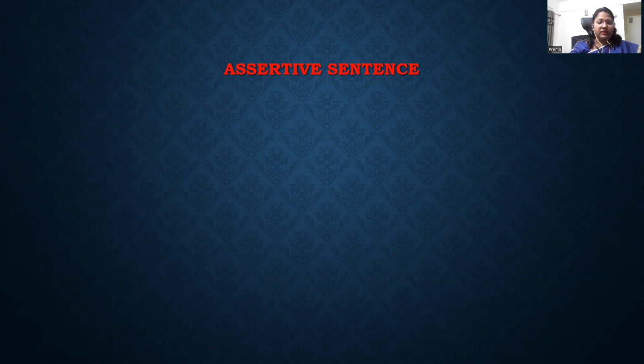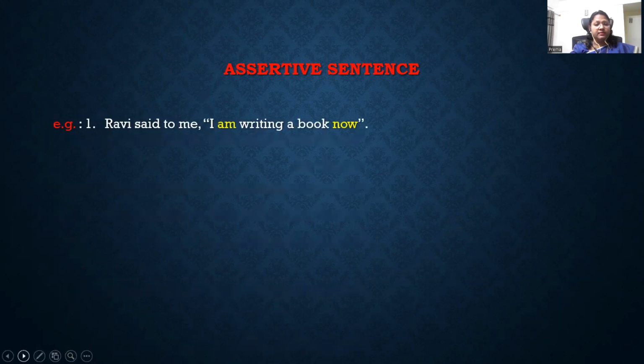We'll see only one example, the assertive sentence. It's very easy. For example, Ravi said to me, I'm writing a book now. This is in the form of an assertive sentence, or we can call it declarative, or we can call it a statement. Simple sentence. How to change? So all the five rules we have to apply.